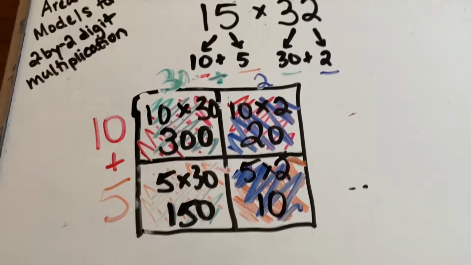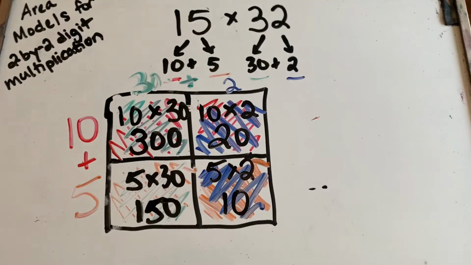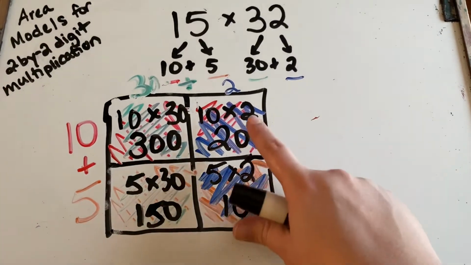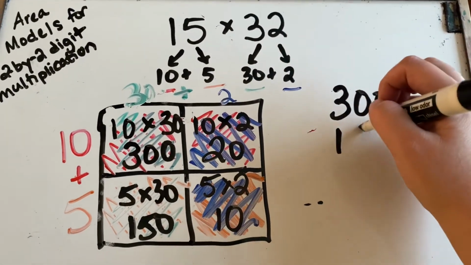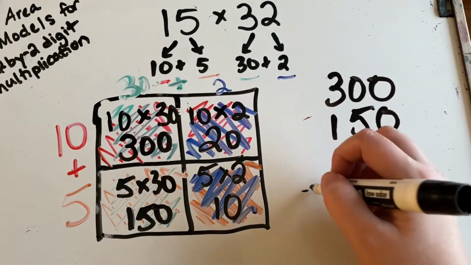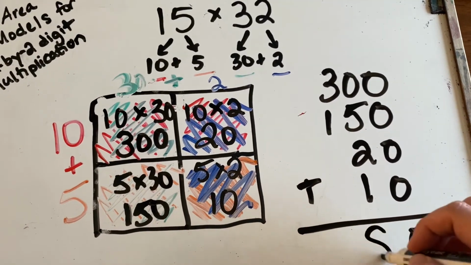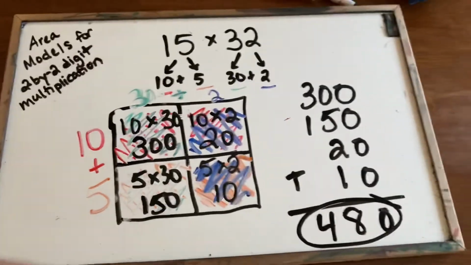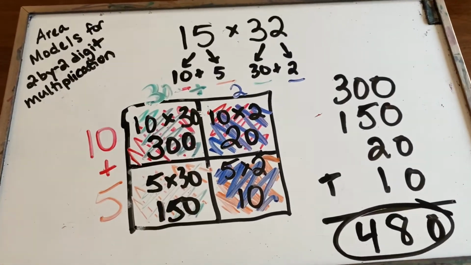And just like before, when we did area models, once we found out what each box was, we just added all the boxes together. So I'm gonna add 300 plus 150 plus 20 plus 10. Then add them up. 480, there's our answer.